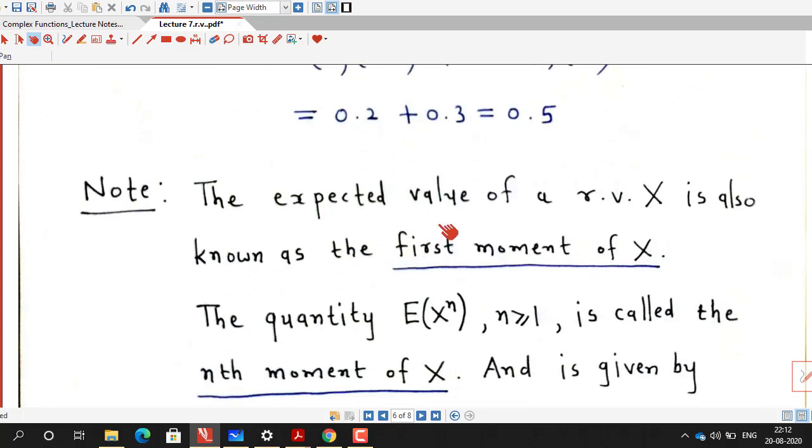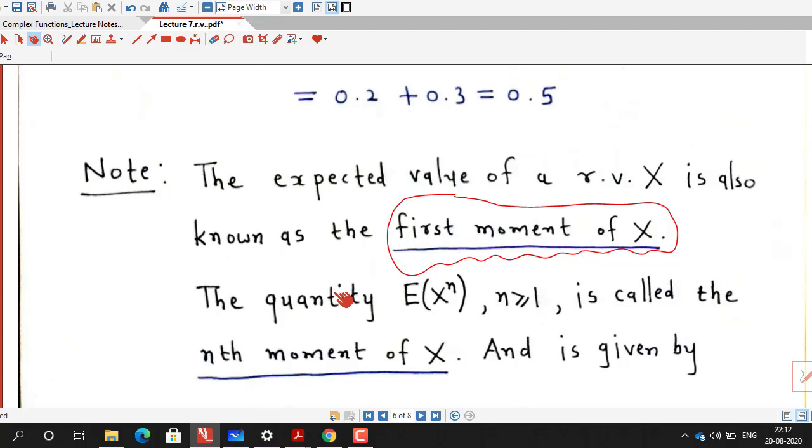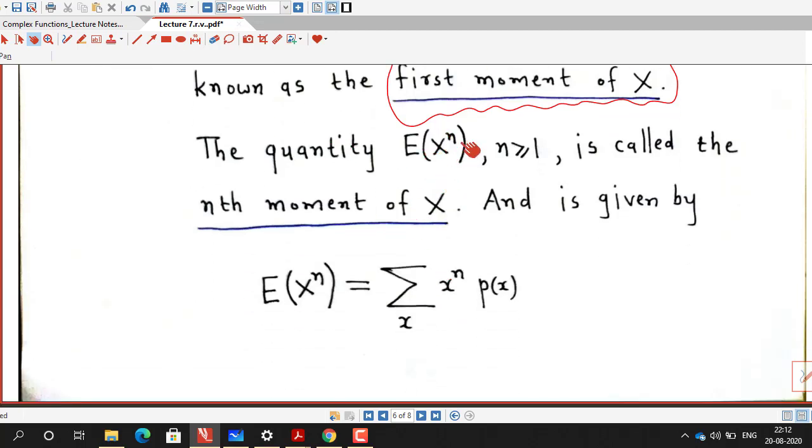This is another remark. Expected value of a random variable X is also known as the first moment of X. This is another name for mean or expected value of a random variable. In general, if we take nth power of random variable X and then find the expected value of X raised to n, then it is known as the nth moment of random variable X.